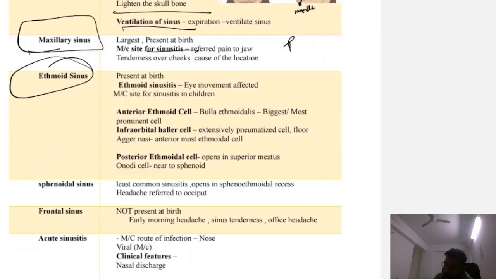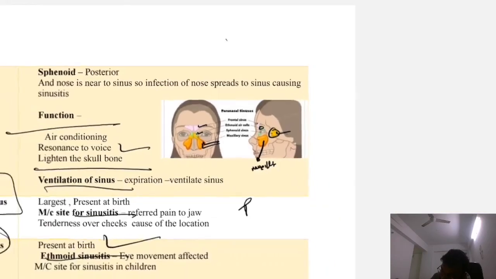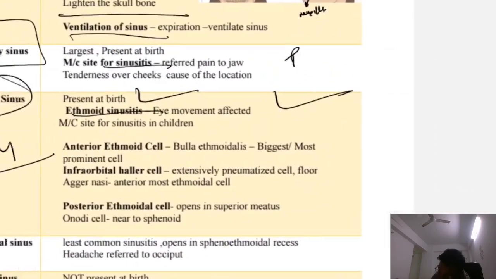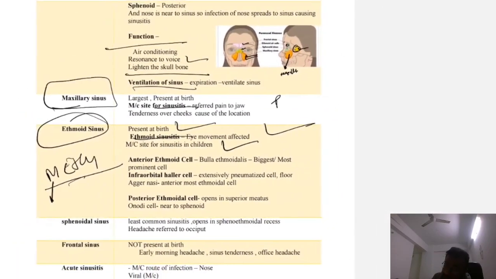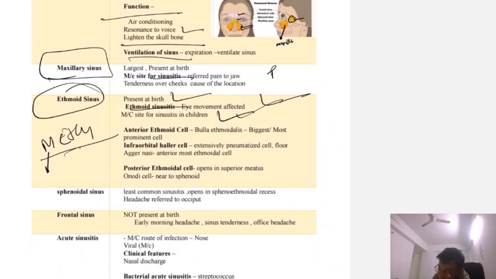Ethmoid sinus is also present at birth, so maxillary and ethmoid, these two are present at birth, okay. So ethmoid sinusitis: you can see ethmoid is near to the eye, so ethmoid sinusitis leads to eye movement being affected, and it is the most common sinusitis in children. The most common sinusitis in adults is maxillary, but in children it is ethmoid, okay.